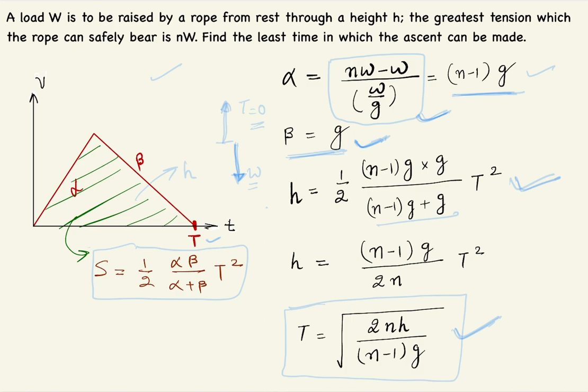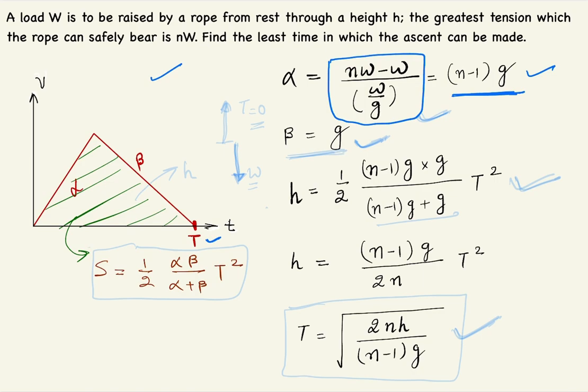So this is the situation, and we have plotted the v versus t graph, and the total time taken is, let's say, capital T. So the maximum acceleration which we can provide is: NW is the upward force and W is the downward force. So the net upward force is NW minus W divided by mass. Mass is W by g. So from here we can see that the maximum acceleration which we can provide to the block is (N minus 1)g.